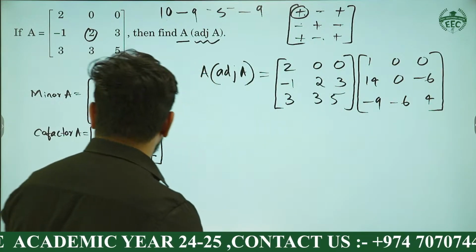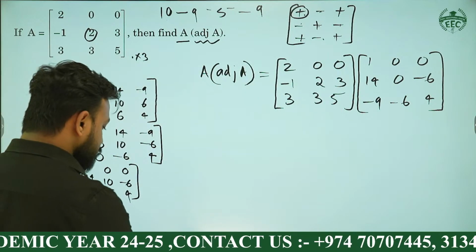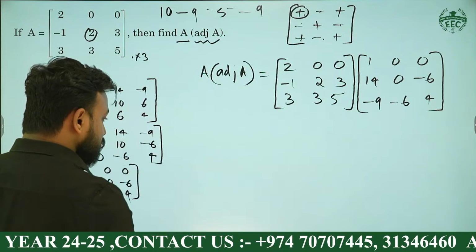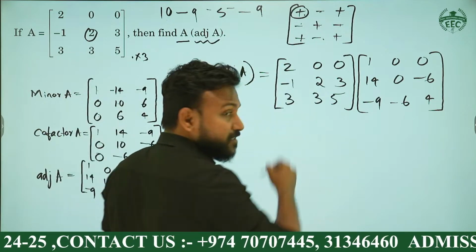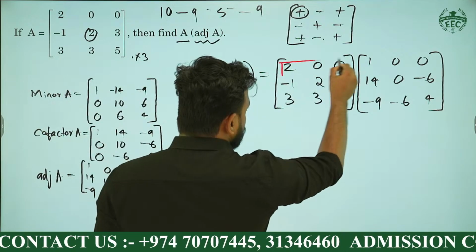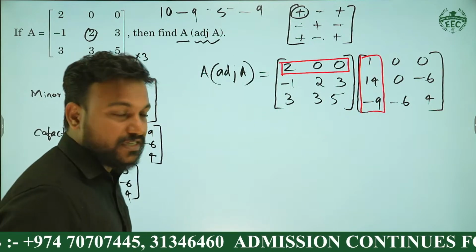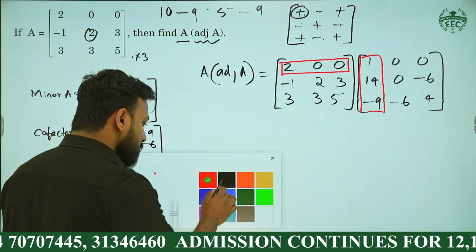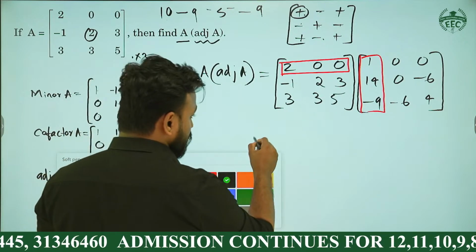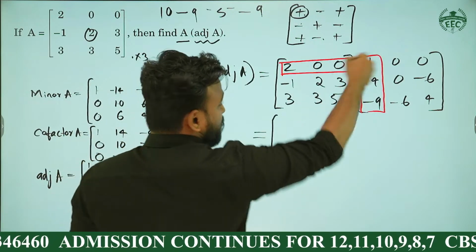How will you multiply this? To multiply, matrix multiplication is a little bit different, like row into column, row into column. Matrix multiplication is like that. You want to multiply the row into column, don't multiply the corresponding terms.